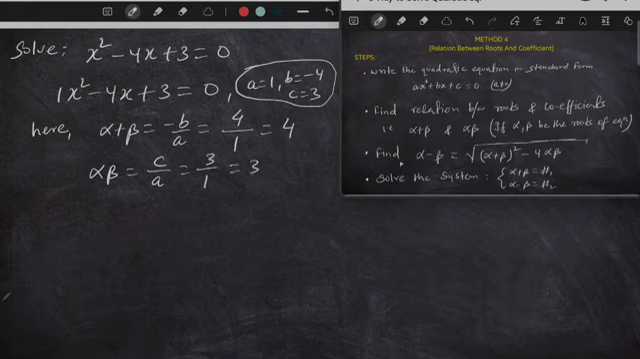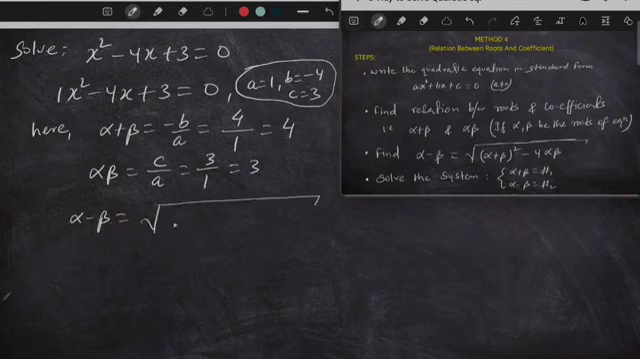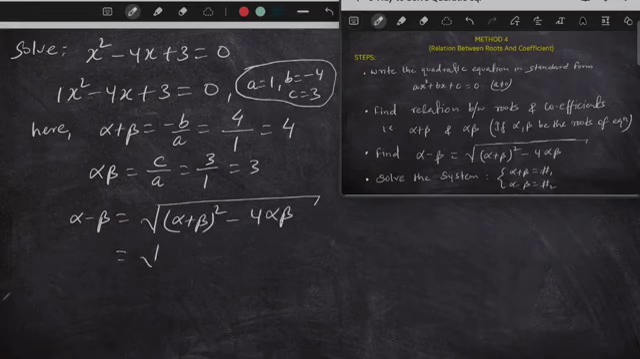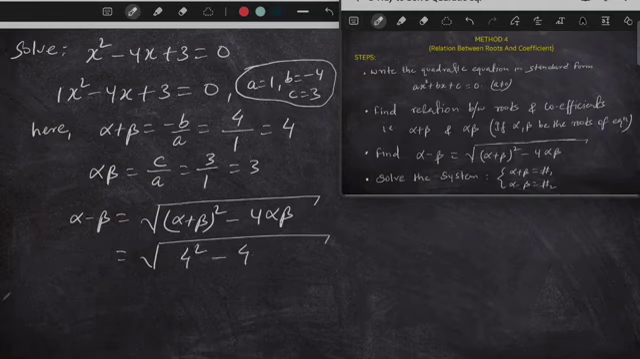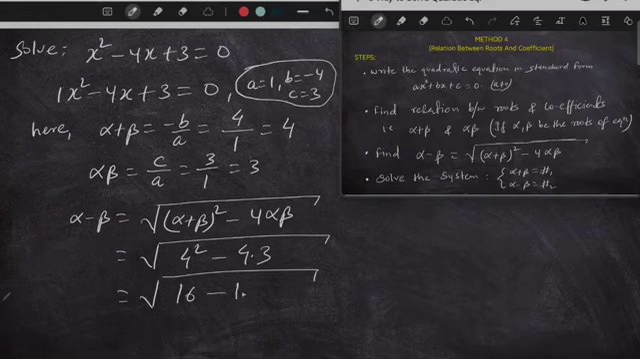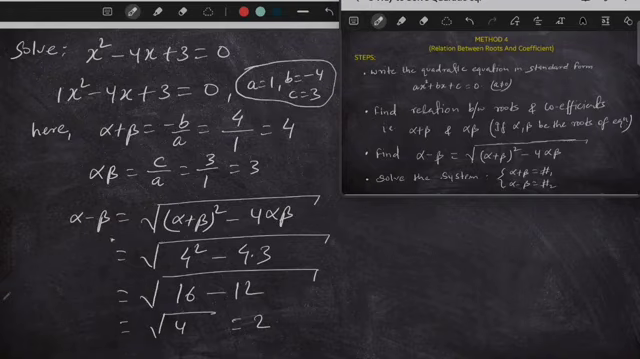Now the next step is to find alpha minus beta. So alpha minus beta is under root alpha plus beta to the power 2 minus 4 alpha beta. This means alpha plus beta is 4, so 4 square minus 4 times alpha into beta, which is 3, that is root under 16 minus 12, that is 4, that is 2.